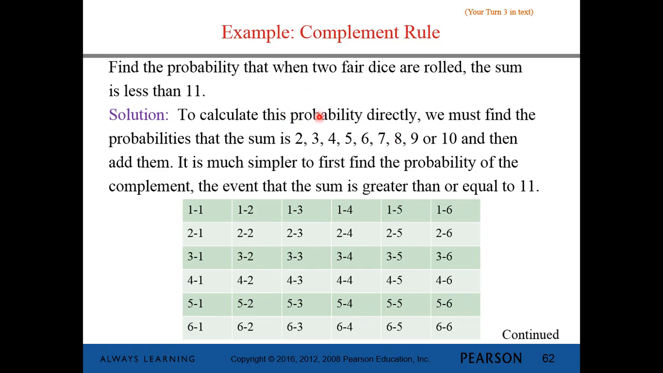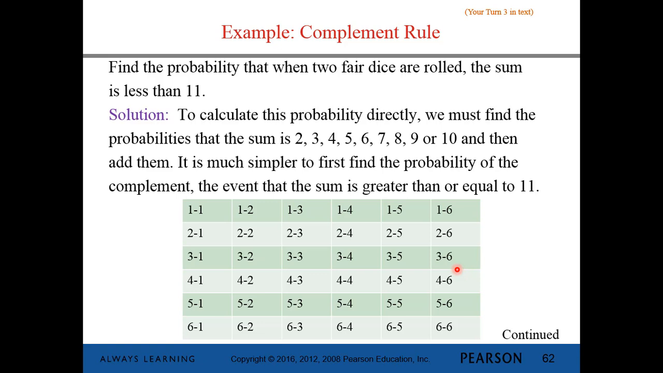So we can calculate this probability directly, because all we have to do is find the probabilities that the sum is 2, 3, 4, 5, 6, 7, 8, 9, or 10. So we can add up all these probabilities: the probability of 2, the probability of 3, the probability of 4. The probability of 2 is 1 out of 36. This is 2 out of 36, 3 out of 36, 4 out of 36, 5 out of 36, 6 out of 36, 5 out of 36, 4 out of 36, and then 3 out of 36. And so we can add up all of those probabilities and get the same answer.